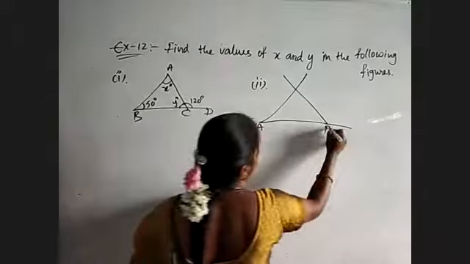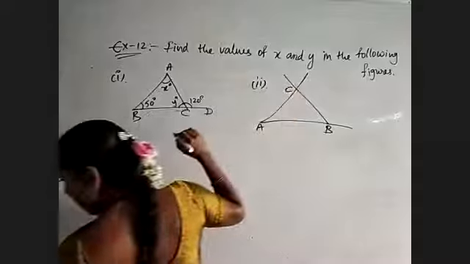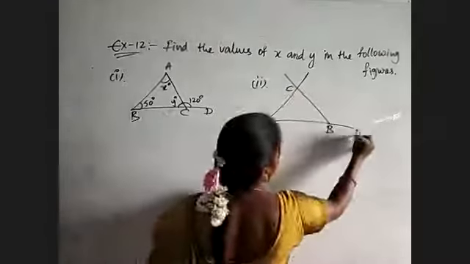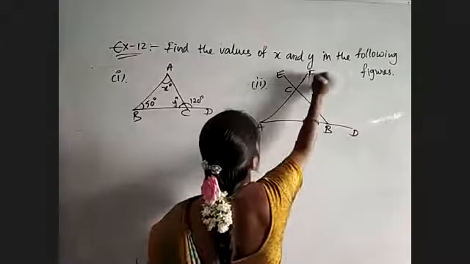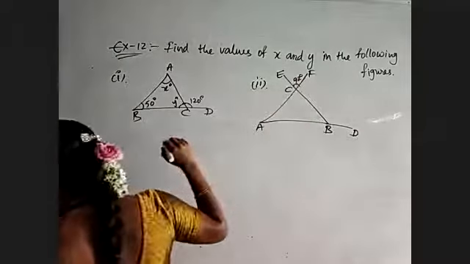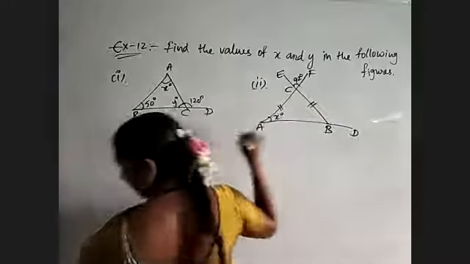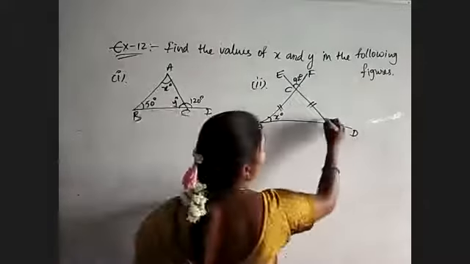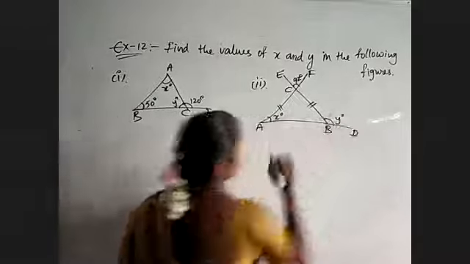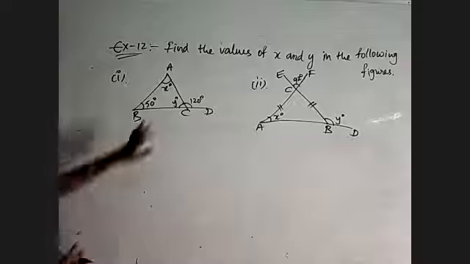A, B, C, D, E, F, and here 92 degrees, and these two sides are equal. Here x is given, and the exterior angle at B, y degrees, is given. Then we need to find x and y for these two questions. The first one is very easy, you know very well, because we already got this type of question.